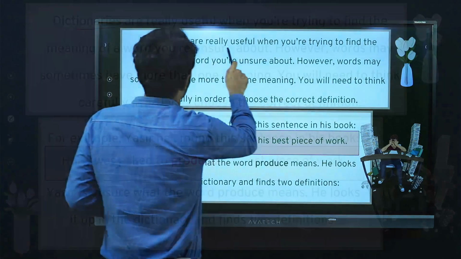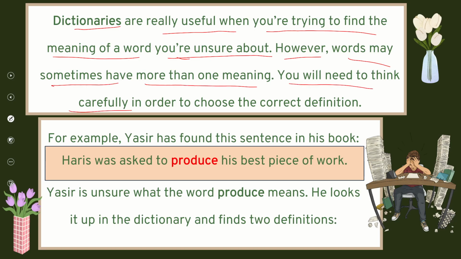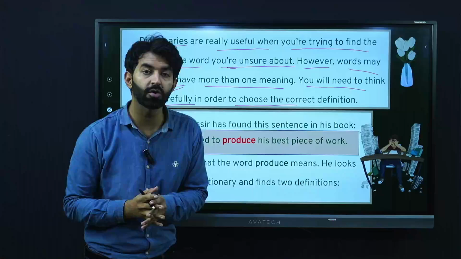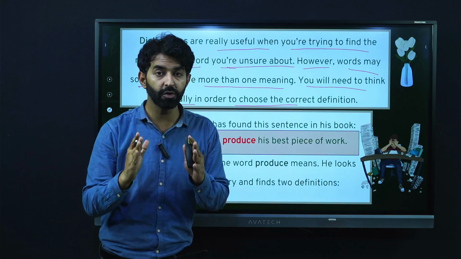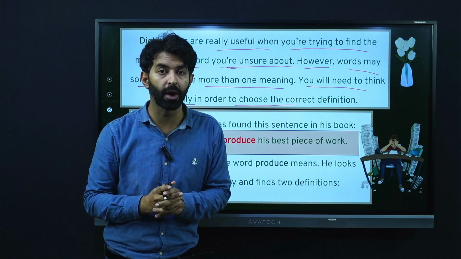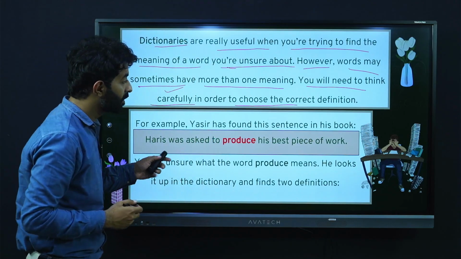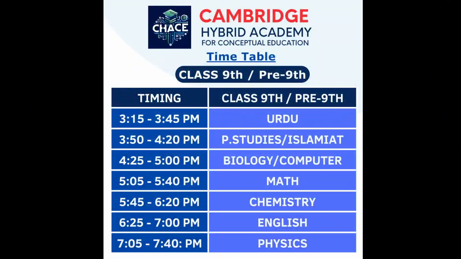Now, dictionaries are really useful when you are trying to find the meaning of a word you're unsure about. However, words may sometimes have more than one meaning. You will need to think carefully in order to choose the correct definition. Sometimes we come across 2 or 3 different meanings of the same word. How would we choose the correct one according to the context that we are talking about? Let's understand this through an example. So I want you to follow me with this example.